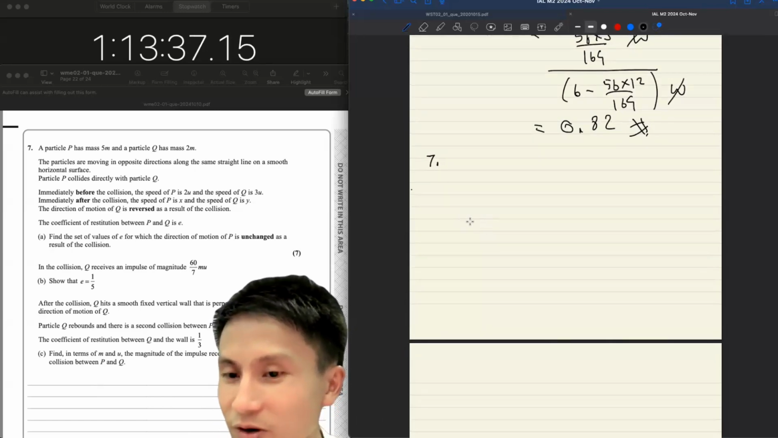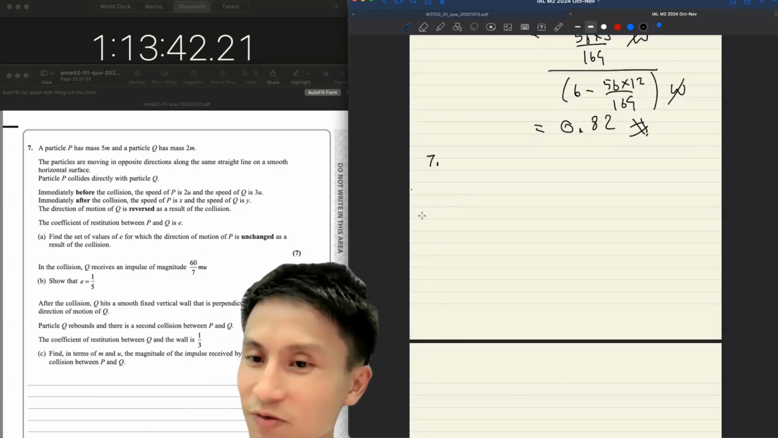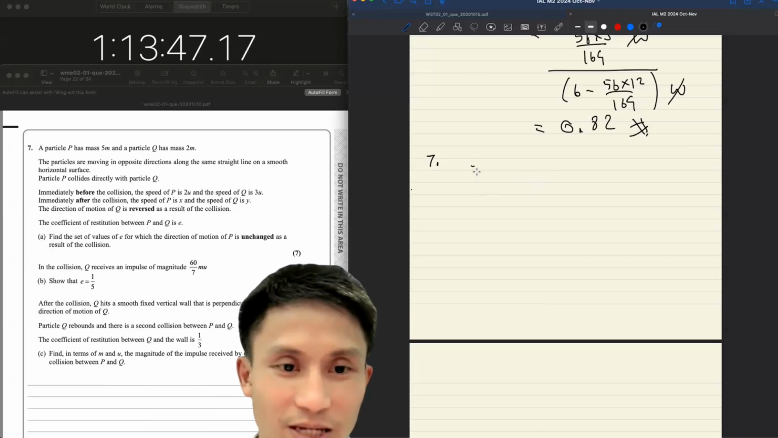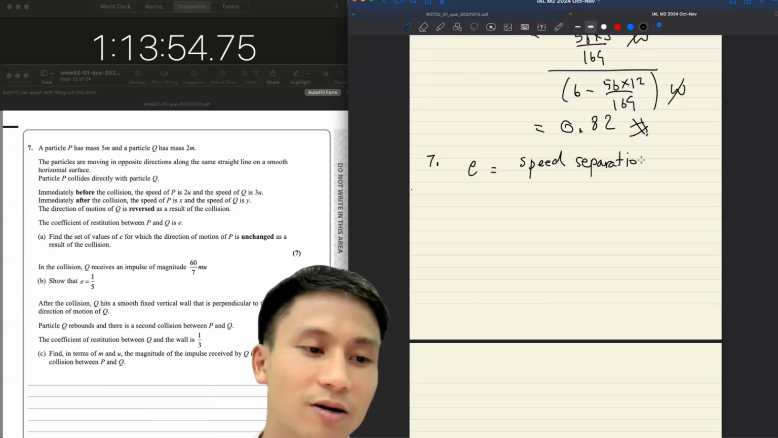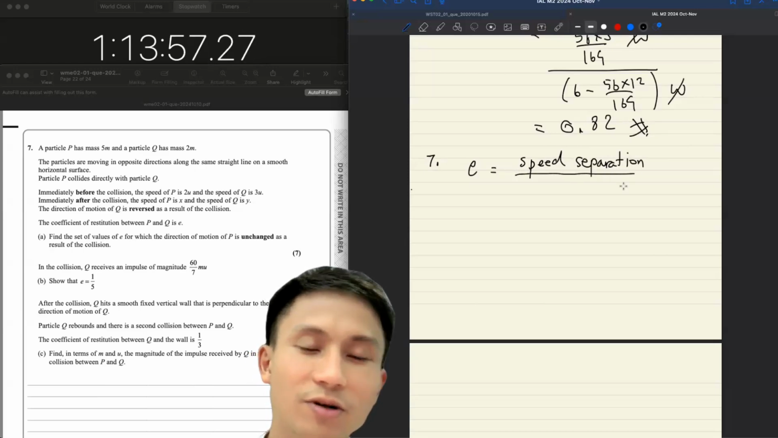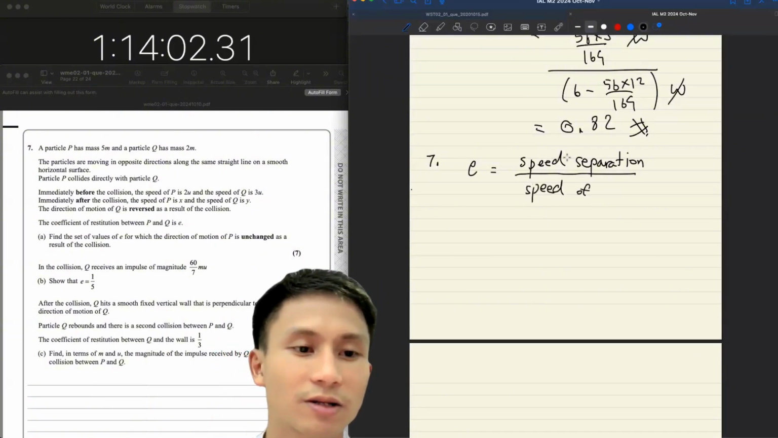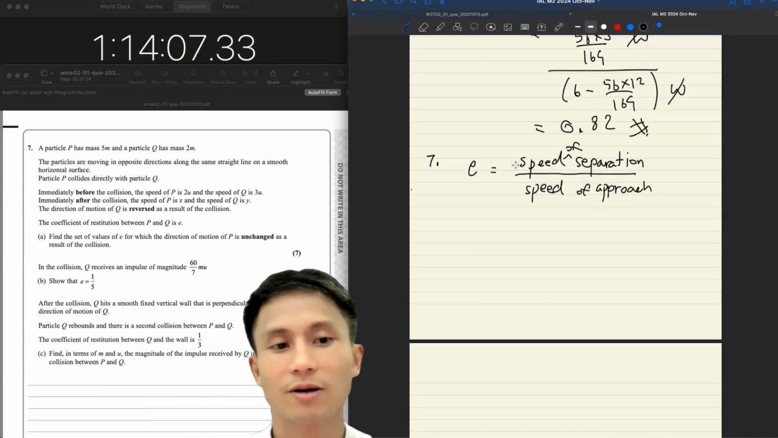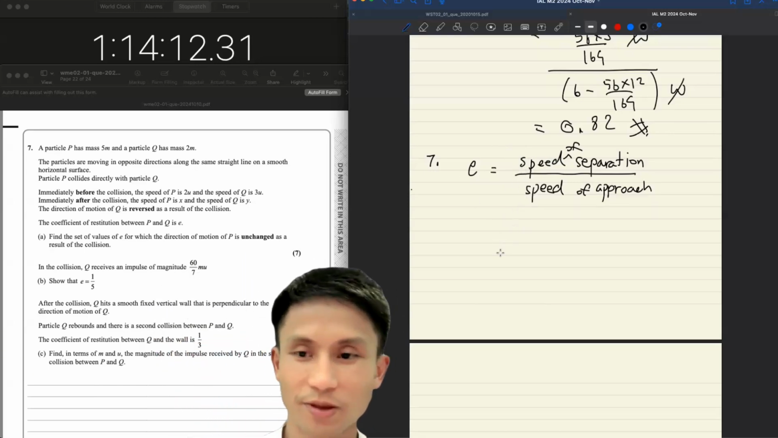Okay. Find the set of values of E for which the direction of motion of P is unchanged as a result of the collision. So the principle of E is the speed of separation, because that's what happens after the collision, divided by the speed of approach. Actually, there should be a word "relative" in front of both terms, but there you go.